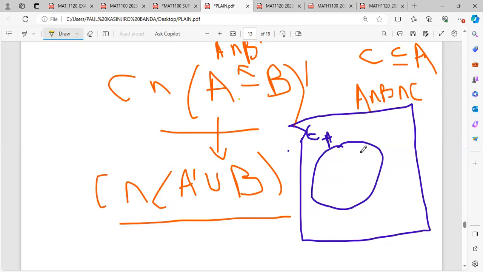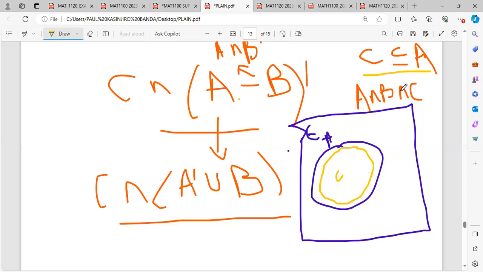So for C, we'll draw with orange and we'll indicate like that. So that is our C there inside here. Then we've shown this property where they're saying C is a proper subset of A, meaning all the elements in C, they're also in A.